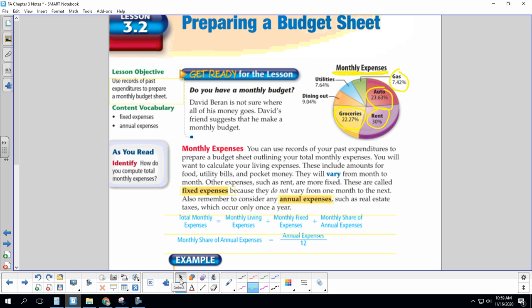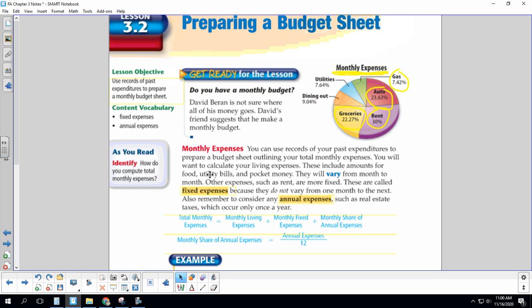So it's always good to know where your money is going so that when you need it, either for emergencies or if you want to save for future events, say your car needs some repairs or you have a plumbing leak or you want to go on a vacation, it's important to be able to put money away for those important things. You can use records of your past expenditures to prepare a budget sheet outlining your total monthly expenses. You'll want to calculate your living expenses. These include amounts for food, utility bills, and pocket money.